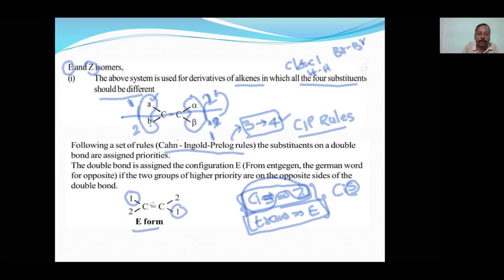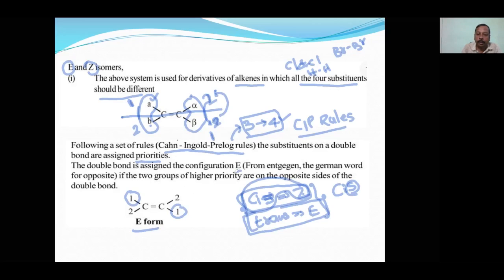Okay, and if they are on the opposite side, the following set of rules, which involve the Prelog rules, are applied. Substituents on the double bond are assigned priority. This is first priority, this is second priority, this is first priority, this is second priority. Those assigning rules we are going to study now. So after assigning, the double bond is assigned configuration E.